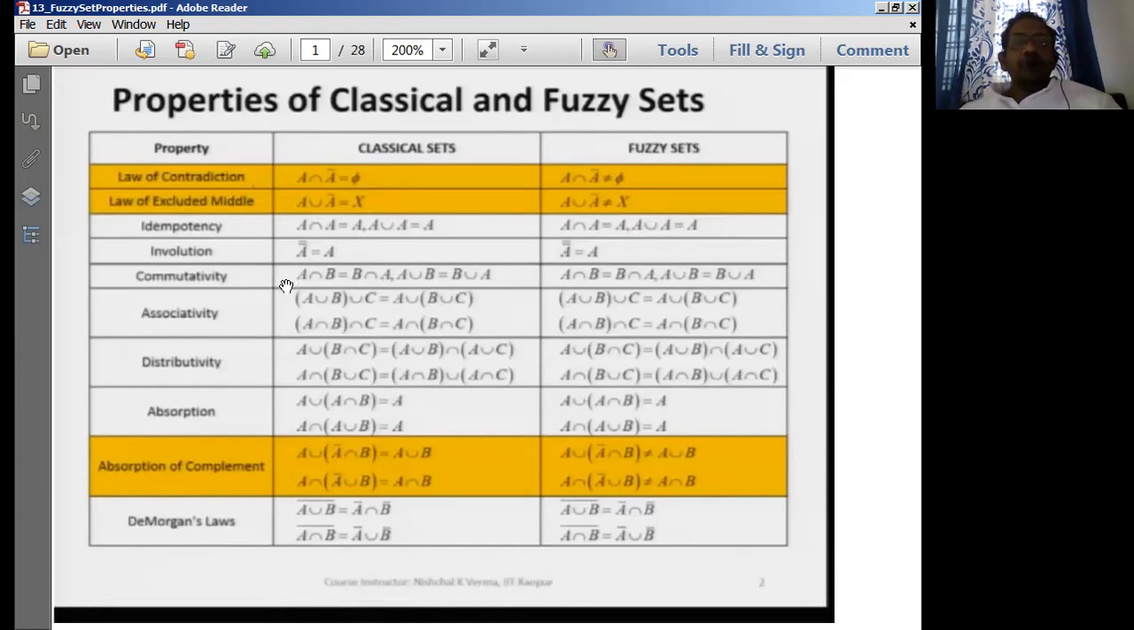And what is the commutative property? A union B is equal to B union A, and A intersection B is equal to B intersection A. So both of them are going to be the same in the case of fuzzy sets. All these properties which are in white color are going to be the same as in classical set theory, and the properties shown in yellow color are going to be different in fuzzy set theory. That is the main conclusion we must have. So we have to prove that the LHS is equal to the RHS in the commutative property, and also to fulfill the associative property as well.